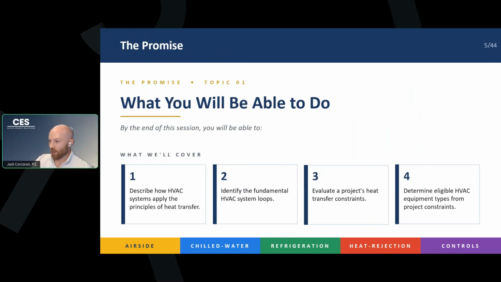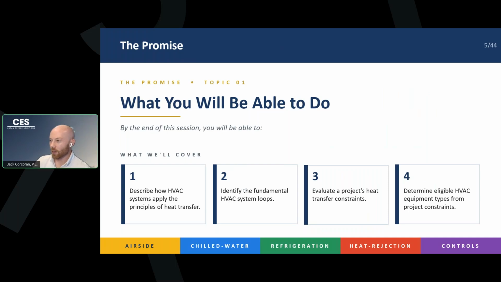So without further ado, I'm going to start today's presentation off with a promise: 4 things that we will cover today and that you will be able to do by the end of the session. First, you're going to be able to describe how HVAC systems apply the principles of heat transfer, the laws of thermodynamics. Second, we're going to talk about the fundamental system loops introduced by Trane in their air conditioning clinic. So if you've taken that, this might look a little familiar.